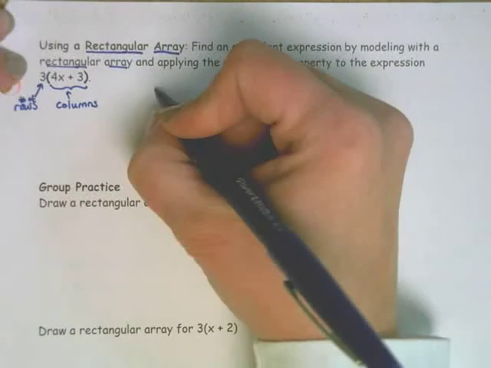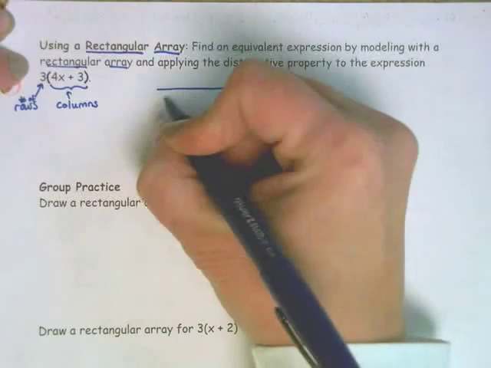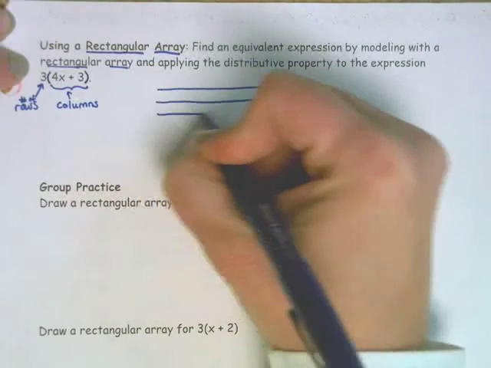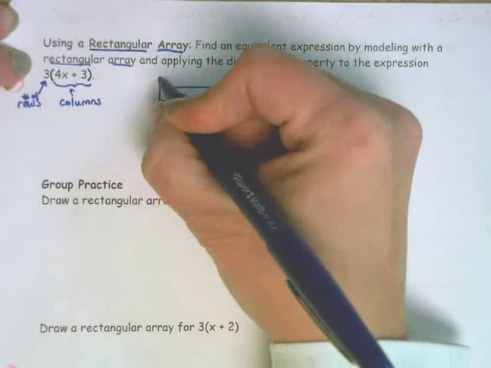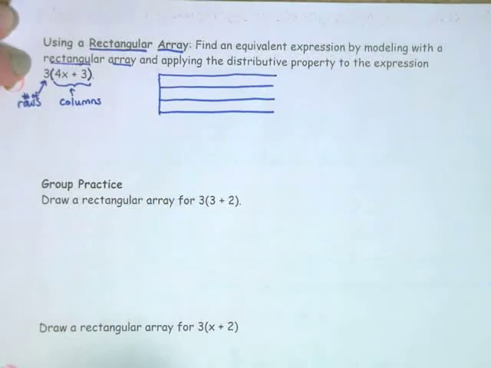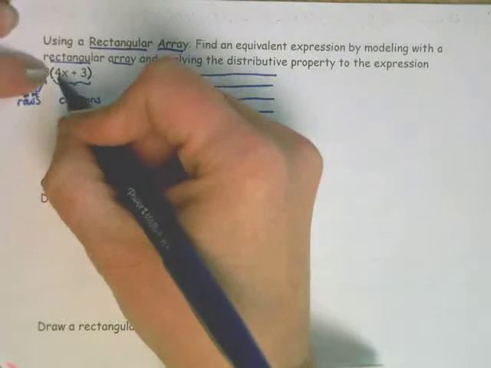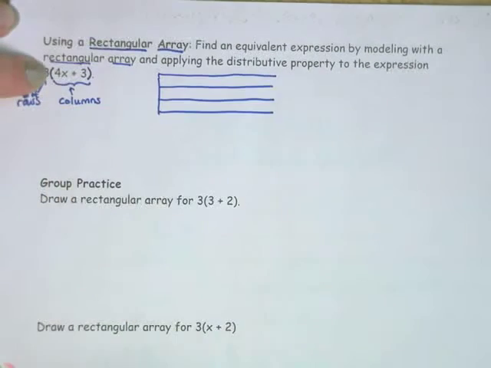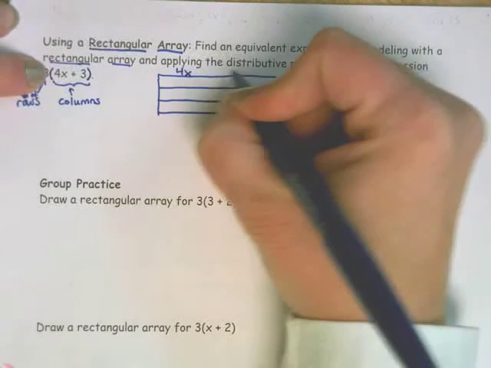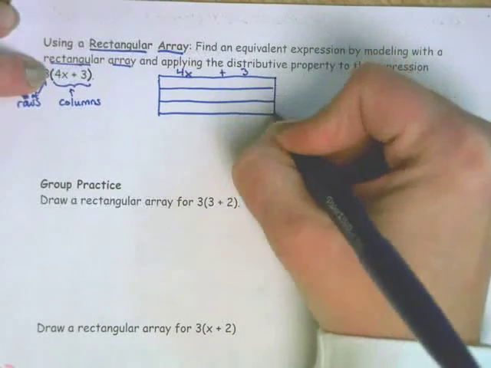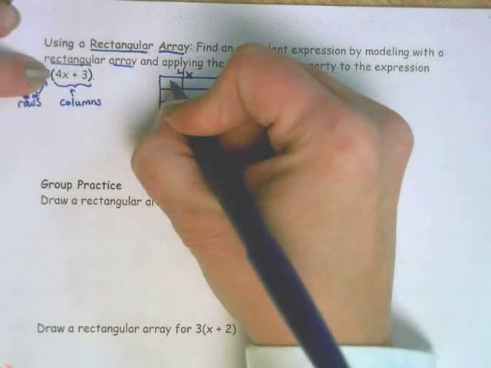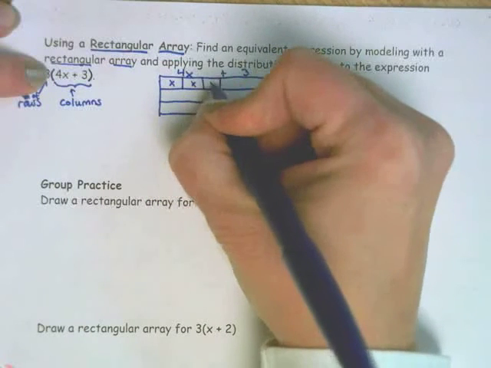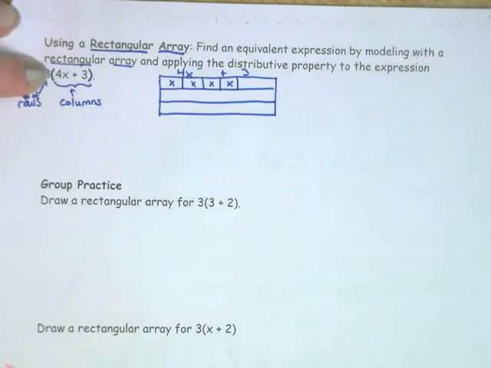You'll see here, there's 3 rows. I'm going to make 3 rows. I'm going to have 3 of those. 1, 2, 3. And I'm going to put a top on it, essentially. 3 rows. And in each row, I'm going to have 4x plus 3 in each row. So I need 4x, and I'm going to write plus 3 up at the top. So I need 4 x's in each row. Well, here would be, I'm going to make an x, an x, an x, and an x. There's 4 x's.